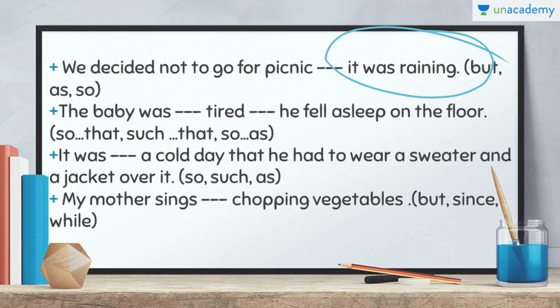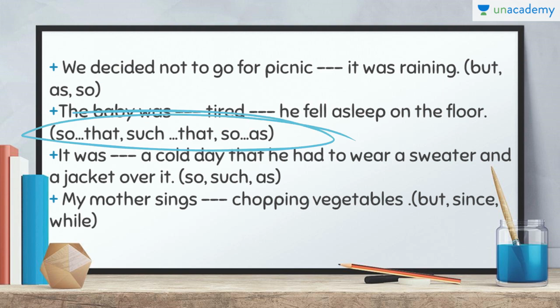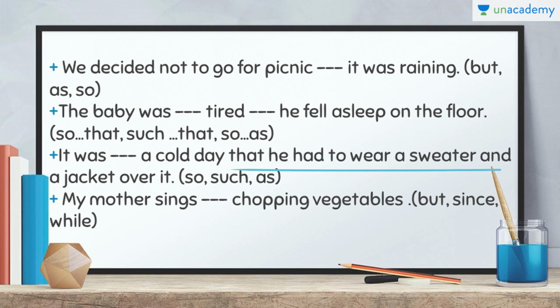First 4 sentences are: We decided not to go for a picnic dash it was raining. Here are the options. The baby was dash tired dash he fell asleep on the floor. The options are here. It was dash a cold day that he had to wear a sweater and a jacket over it. And here we have some options for you: so, such or as. My mother sings dash chopping vegetables, with options but, since and while.